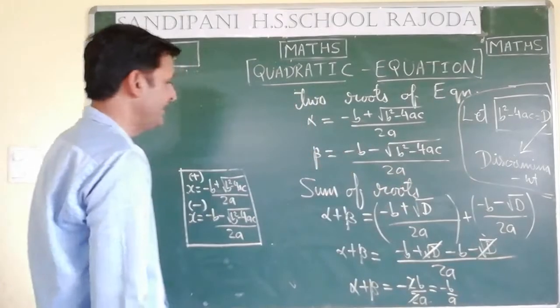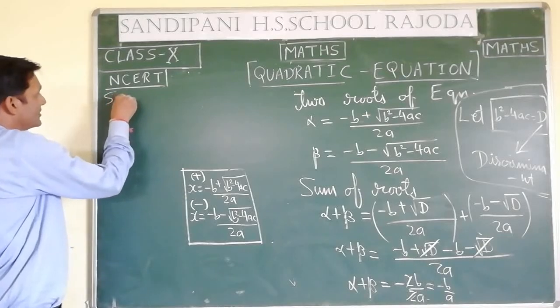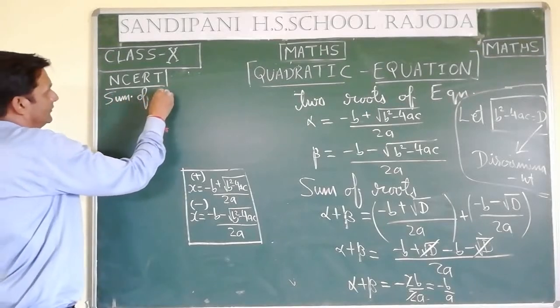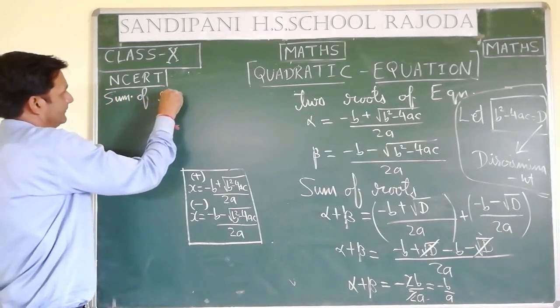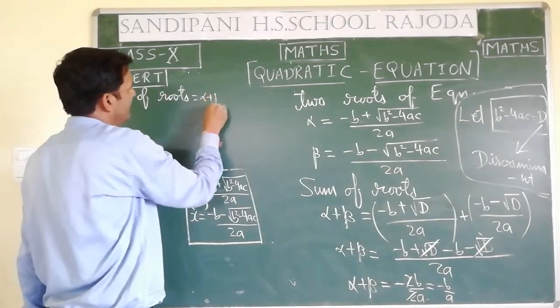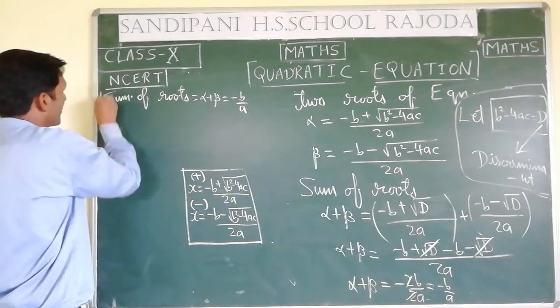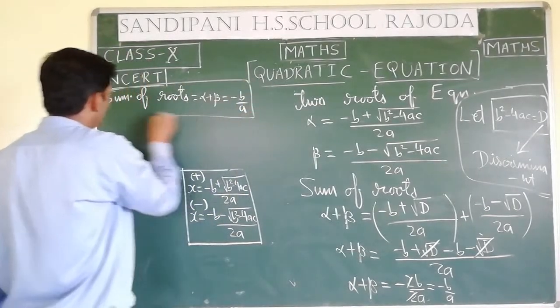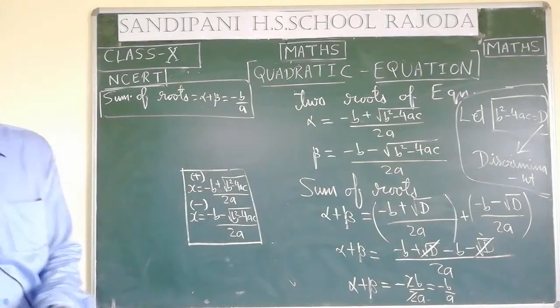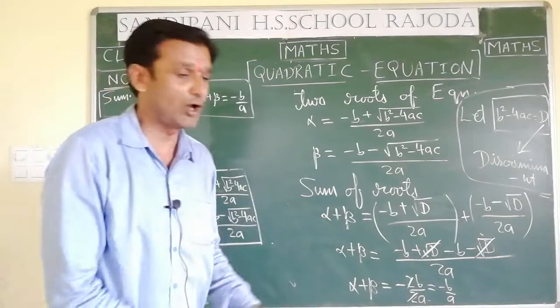So we have found here the sum of roots. Sum of roots is equal to alpha plus beta, and it is equal to minus b upon a. It is one formula. By this formula, I will bring again that quadratic equation.